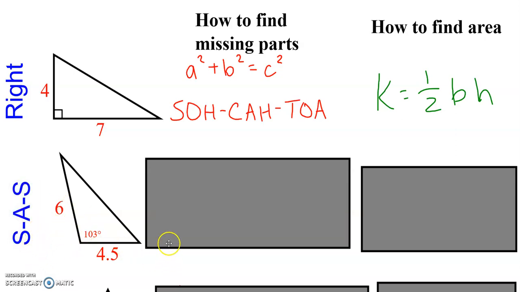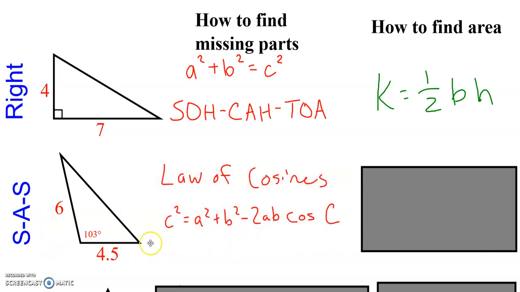So when you know side, angle, side, what do you use? Well, to find missing parts, you need to start with the law of cosines. Use the law of cosines in this triangle to find side length C first, and then after that, you could use the law of sines to find the smaller of those two remaining angles next, and then subtract from 180 to find the last angle.